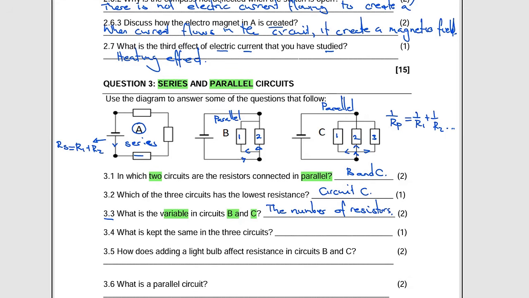Okay, then 3.4 says what is kept the same in the three circuits, right? So if you can see here, we're having only one cell. Again, here is one cell, and the third there at C is one cell, right? So I'm going to say the answer there is the number of cells. Okay, so that's our answer then.